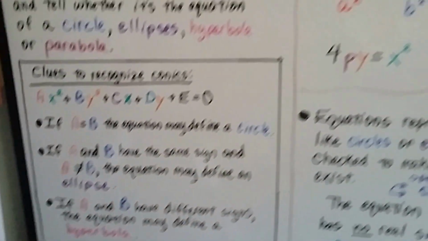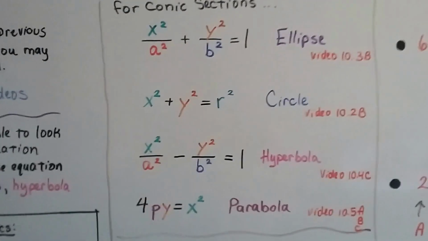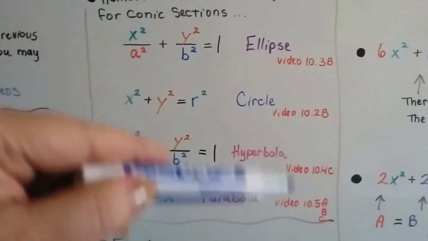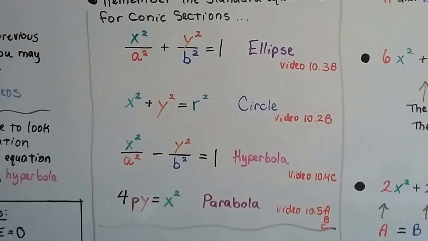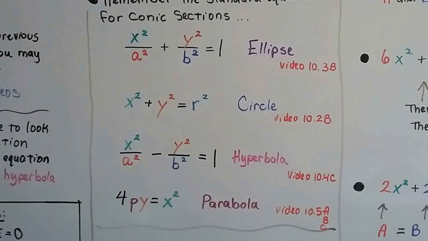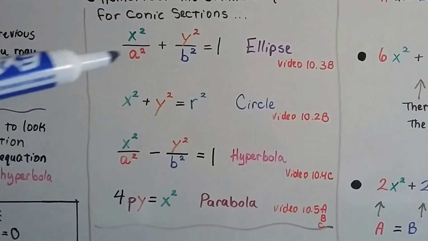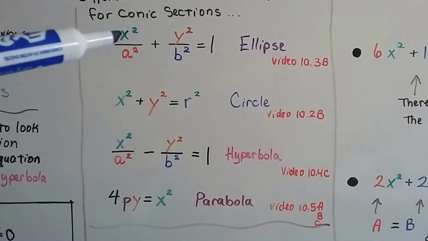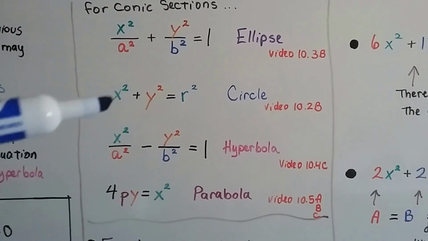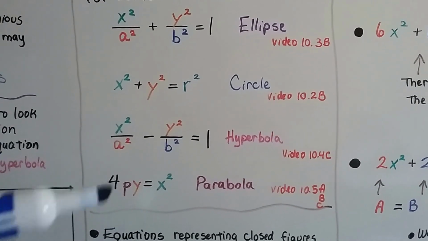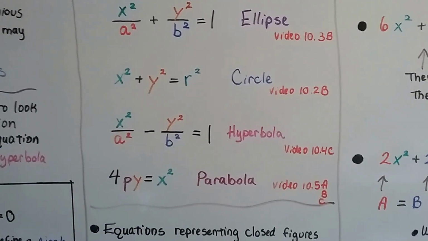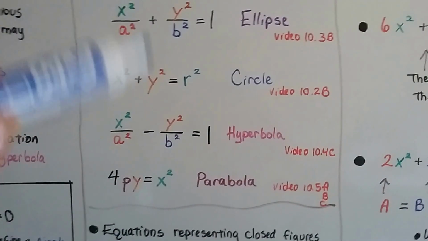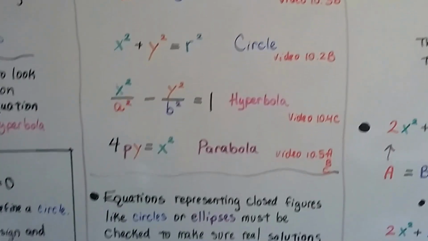Okay? So we covered these in these videos, and there are all the links in this description if you need to see them. These were the standard equations for conic sections, and the centers were at 0, 0, the origin. So this is the ellipse, this is the circle, this is the hyperbola, and that's the parabola. We just finished doing that. Okay? So these are important because they're going to help us.